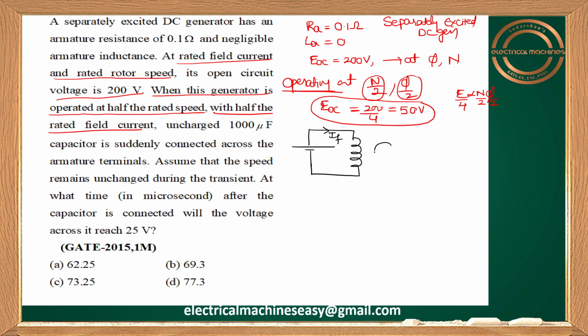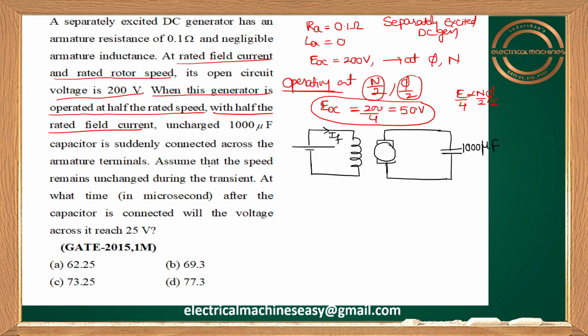And here is the armature, brushes. So let me connect some load here. He clearly mentioned in this question, when this generator is operated at half of the rated speed with half of the rated field current, an uncharged 1000 microfarad capacitor is suddenly connected across the armature terminals. So how much capacitor value is connected here? 1000 microfarad connected across the armature terminals suddenly.